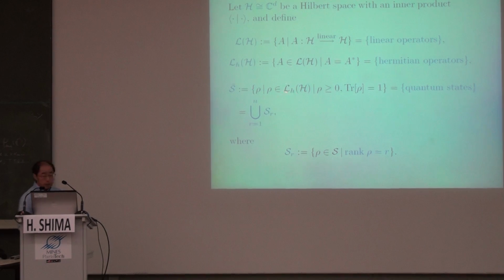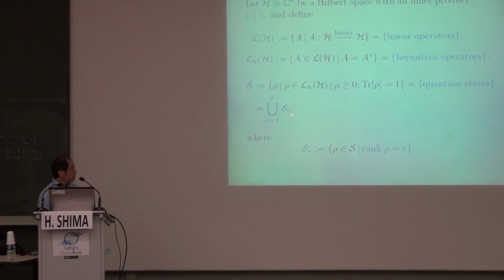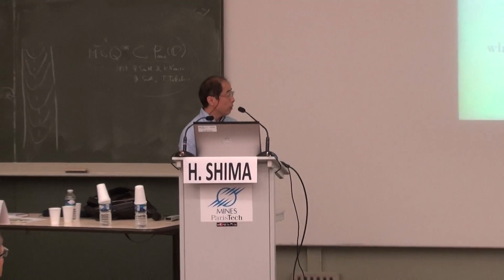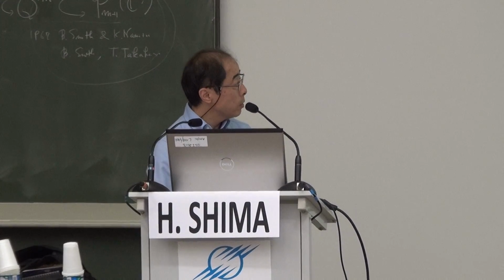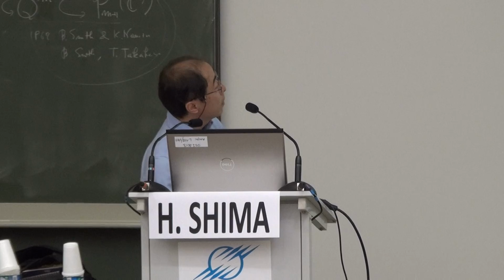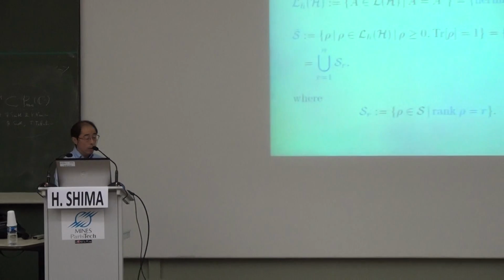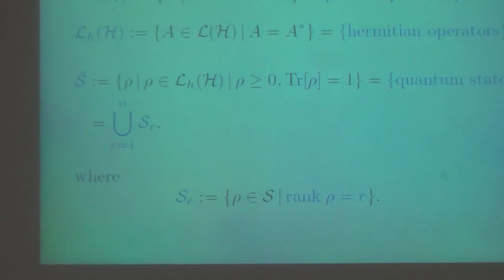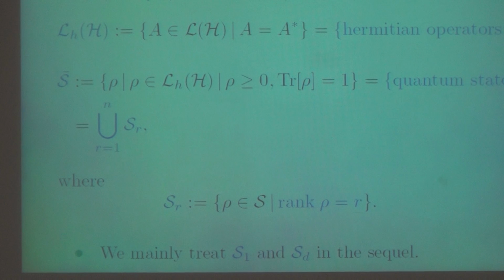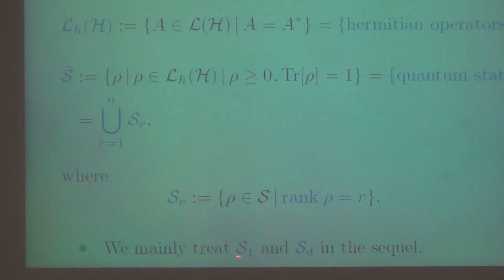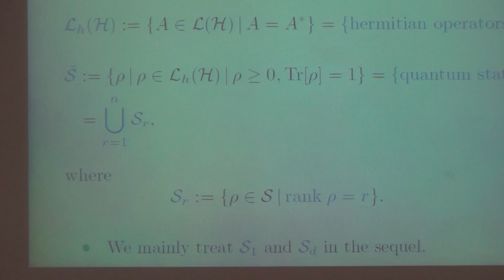Now we decompose this set into the sum of S_r by rank. That is, S_r denotes the set of density operators having rank r, when r ranges from 1 to n. This is a mistake; n should be d, the dimension of H and the maximum value of the rank. So in the sequel, we mainly treat S_1 and S_d.